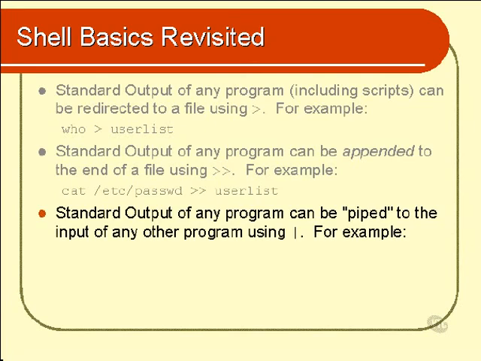it is also possible to what we call pipe the standard output of any program to the standard input of any other program, assuming that that other program actually takes standard input. For example, the who command could be piped to the wc command if you wanted to find out, let's say, in this case, the number of users that are currently logged into the system. Let's have a look at that.